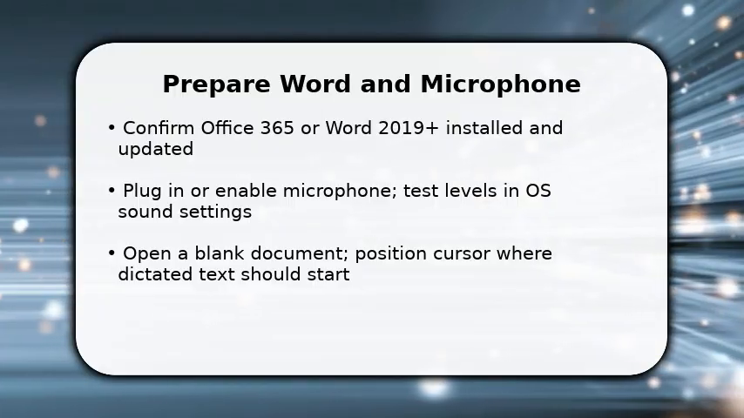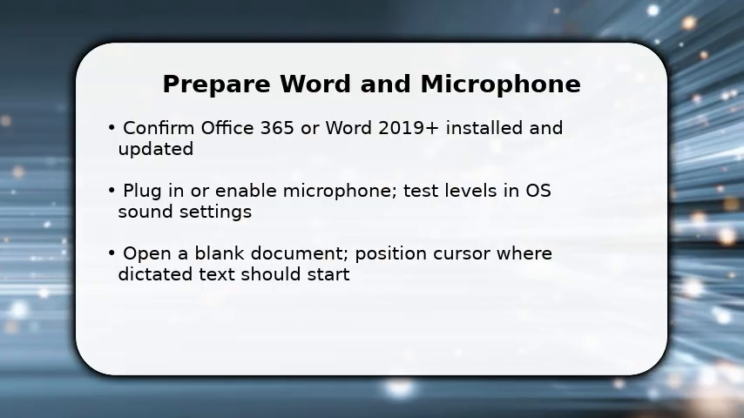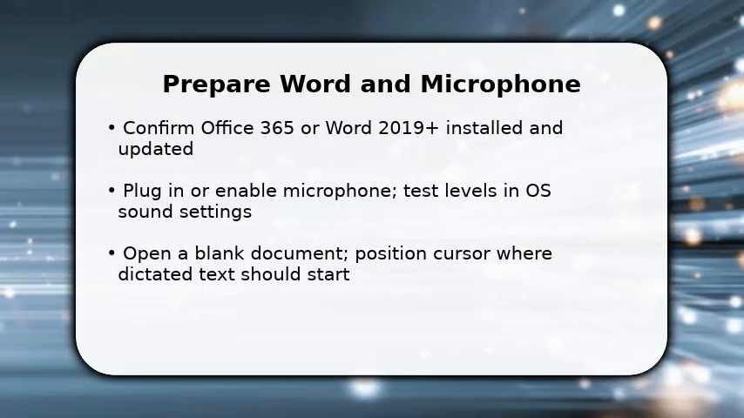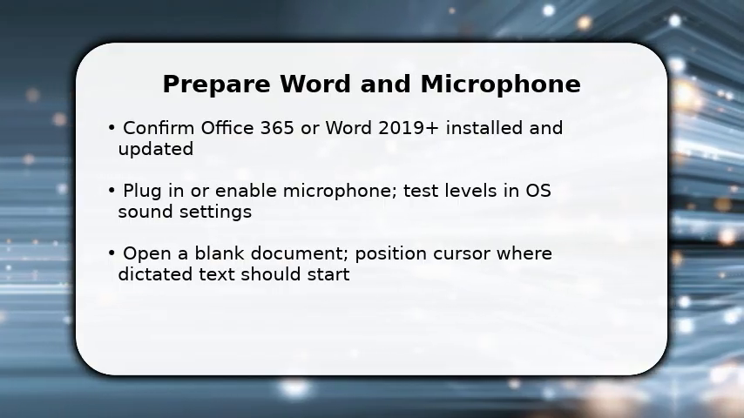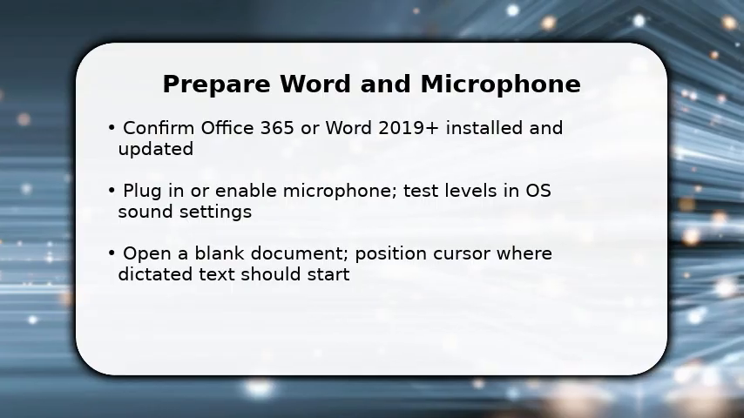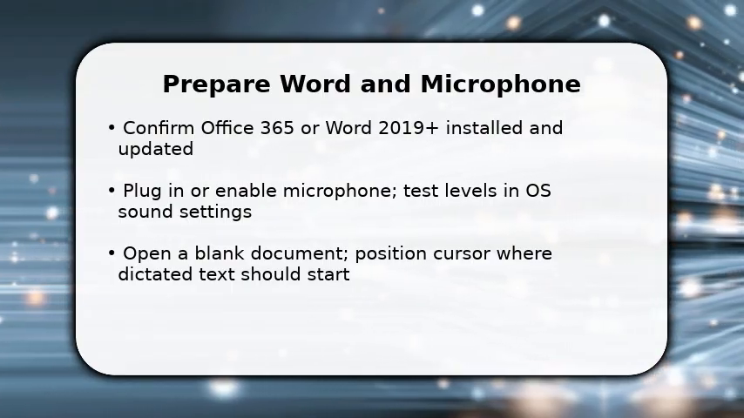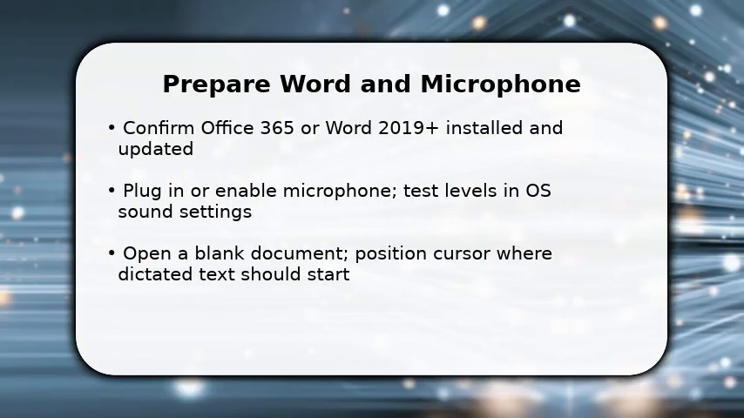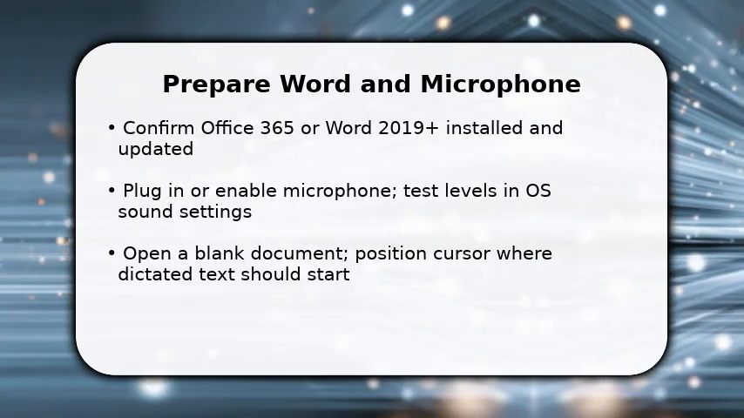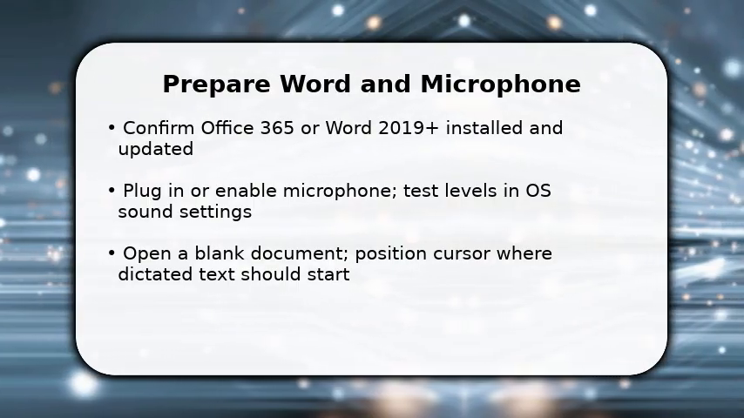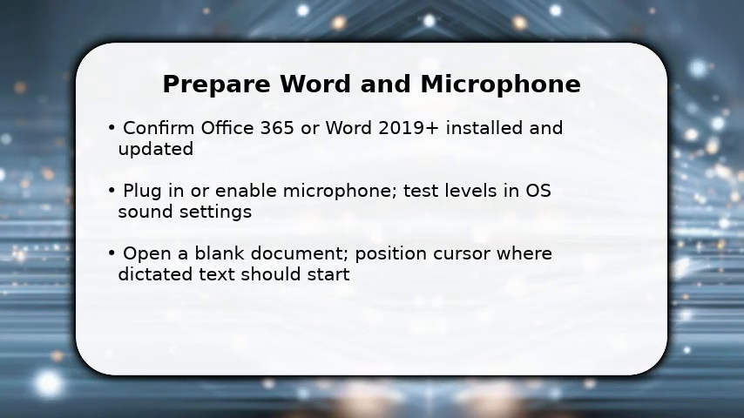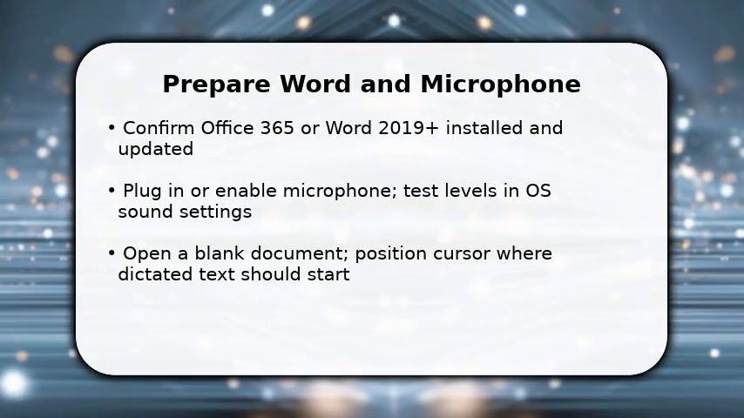You start by making Word and your mic ready. Open Word in Office 365 or Word 2019 and create or open the document you'll dictate into. Make sure your microphone is connected, selected in System Sound Settings, and has a clear input level. Low volume causes missed words. Once done, place the cursor at the insertion point. You'll save time by doing these checks now so dictation begins smoothly without interrupting the flow.